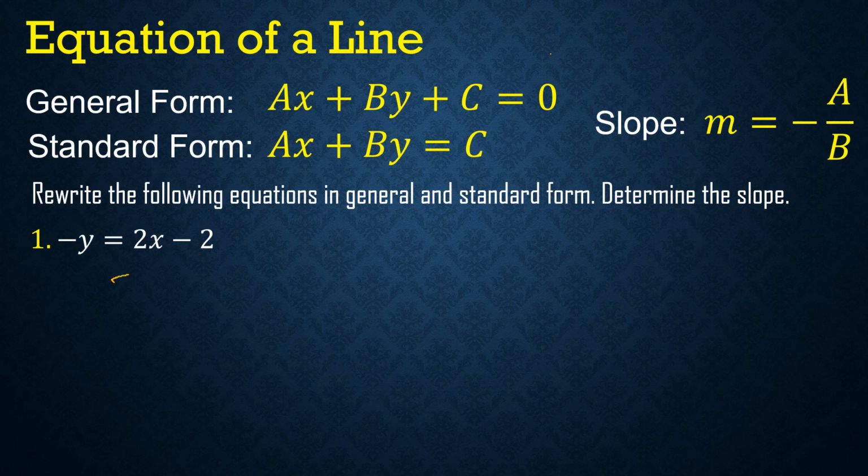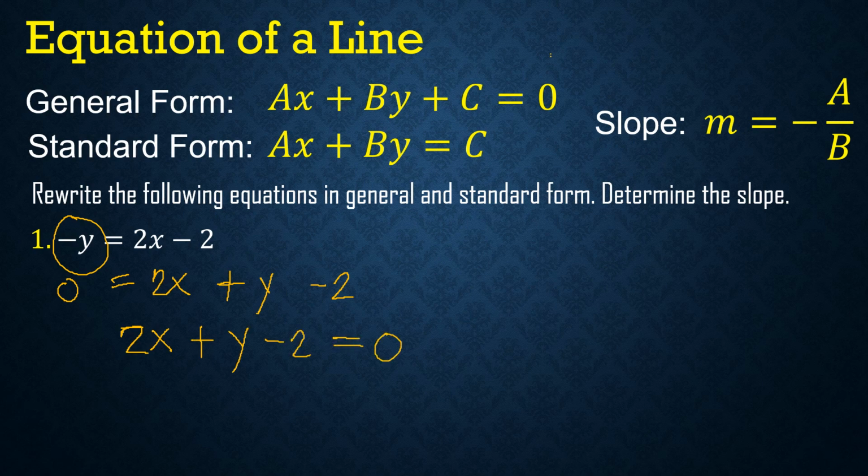So ang gagawin natin dito, pagsama-samahin natin ang lahat and equate natin sa 0. So we can just choose not to move 2x minus 2. Tapos i-move natin ang negative y, so magiging plus y, is equal to 0. Now, rewrite it. So we have 2x plus y minus 2 is equal to 0. So that is already the general form of the equation.